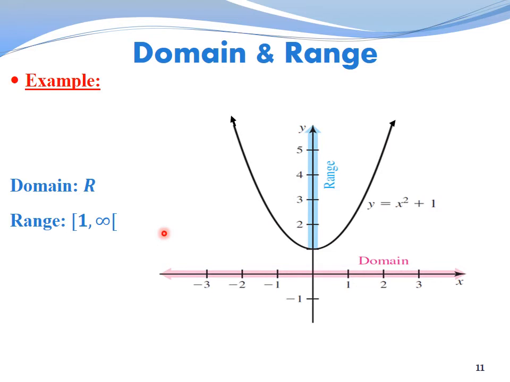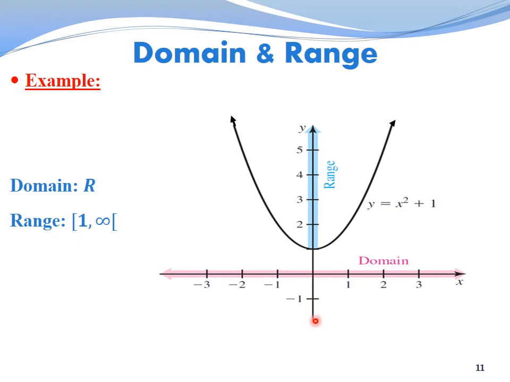Now moving on to the range. The range is determined according to the y-axis. So here, for example, 5, now we'll look left and right. 5 has a corresponding value on the curve, which is either here or here. 4 has corresponding values on the curve, and so on until we reach 1. It has a corresponding value, which is 0.